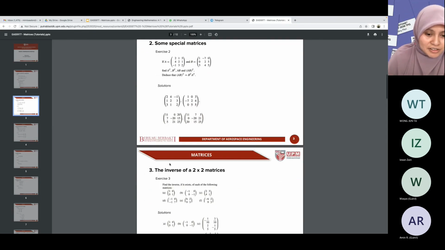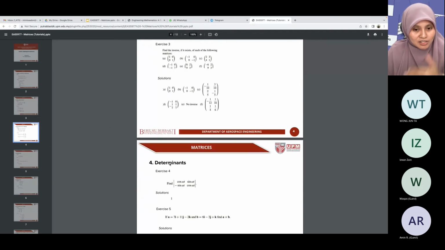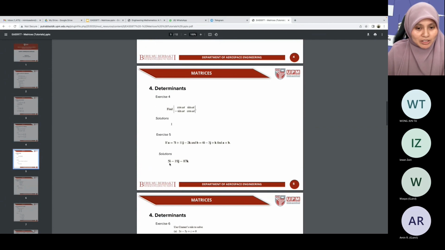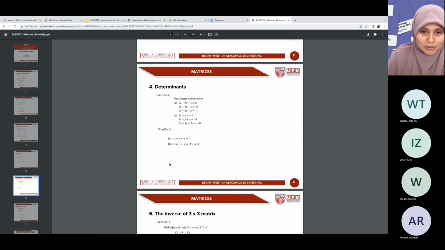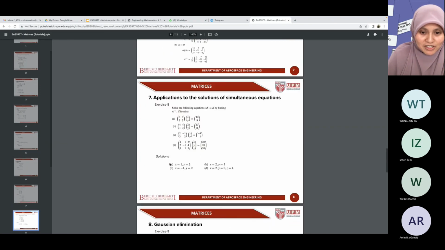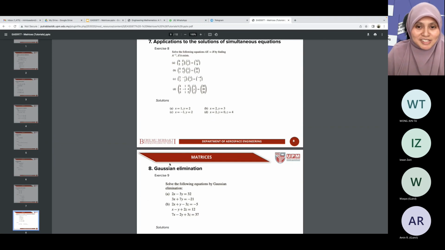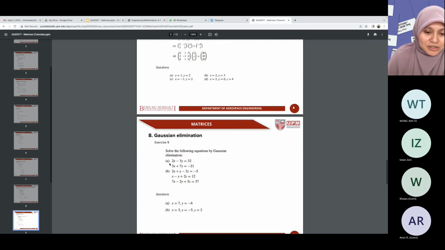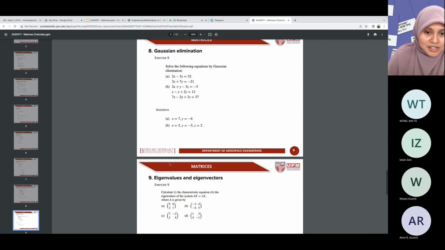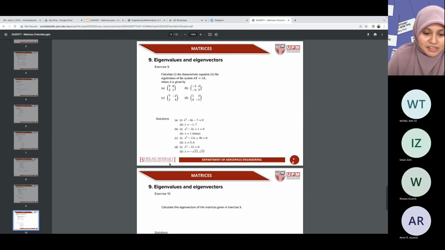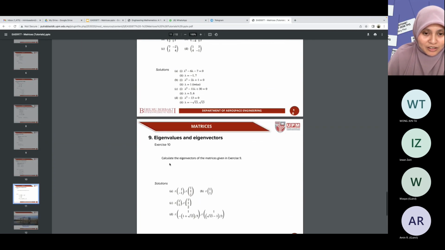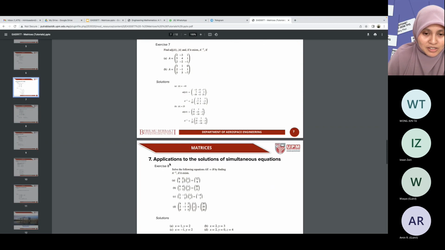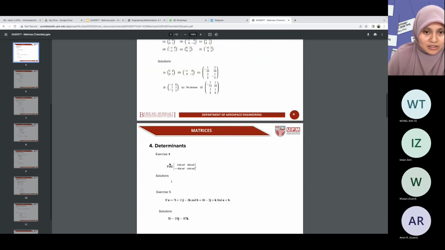You just need to practice to familiarize yourself with all the procedure steps just now: determinants, how to calculate the determinants, how to use the determinants to solve with Cramer's rule, the inverse matrix. I think it's not too hard. It's just that you need to get used to all the calculation steps, Gaussian elimination, eigenvalues, eigenvectors, and that's it. There are all these exercise tutorials that you can use to practice.